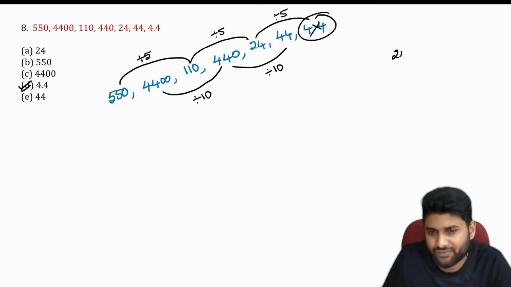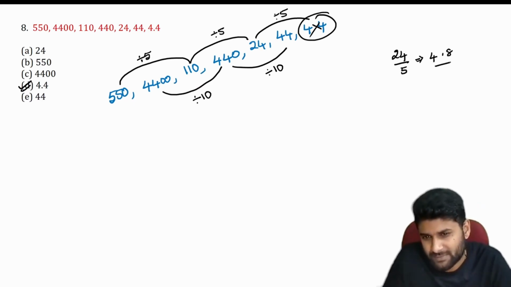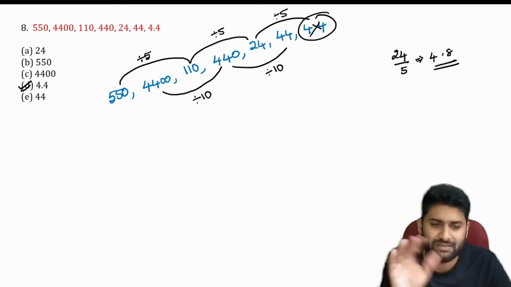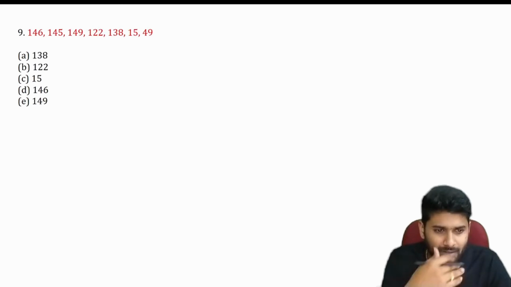Why? Because if 24 is divisible by 5, it must be 4.8. Instead of 4.8, it is given as 4.4. That's why that's the wrong number. Next.